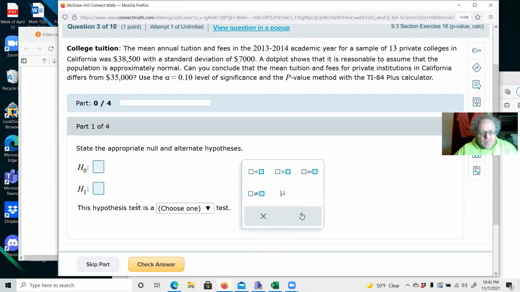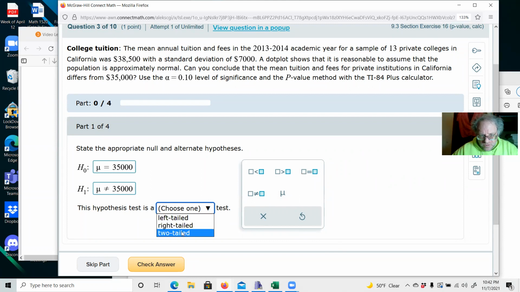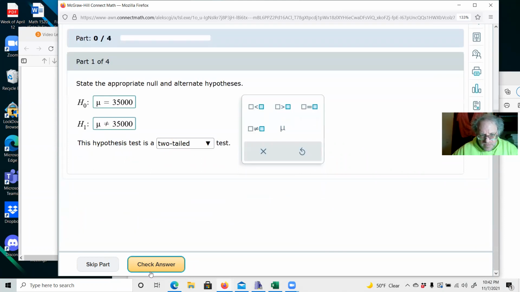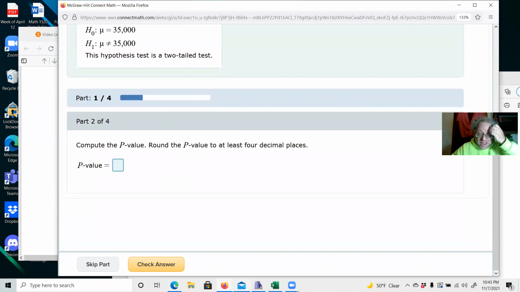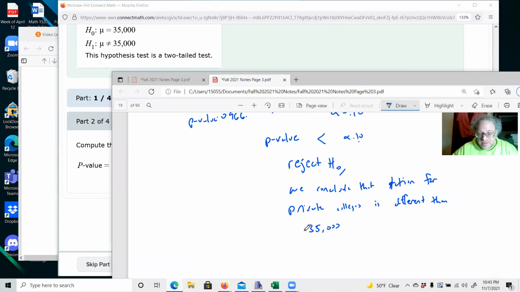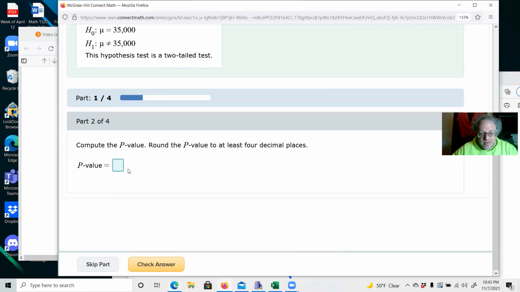Oops. Can I do this? Control Z. Control Z. No. Almost. Mu equals 35. Oh. Hypothesis is a two-tailed test. All right, we'll check. Oh, they like the commas. Compute the p-value. We did that. So we'll go back to our thing. We said the p-value is 0.0966. I believe I did round to 4 decimal places.